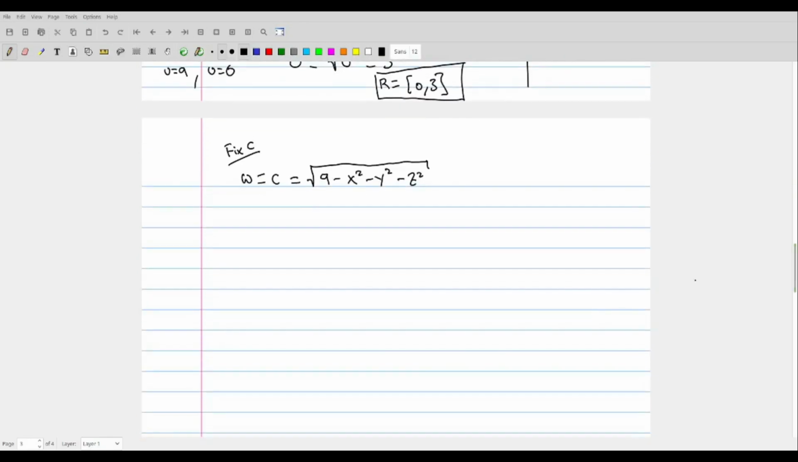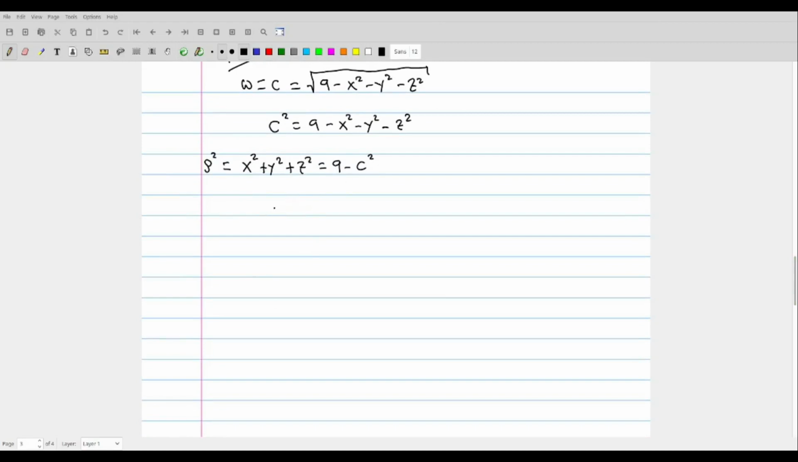And to get an idea of what this is going to look like, we can rewrite this equality a little bit by squaring both sides. So we get c squared is equal to 9 minus x squared minus y squared minus z squared. And if I rewrite this a little bit by adding x squared, y squared, and z squared to both sides and subtracting c squared, we get the equation x squared plus y squared plus z squared is equal to 9 minus c squared. And remember, x squared plus y squared plus z squared is what we're calling rho squared, where rho is the radius from the origin.